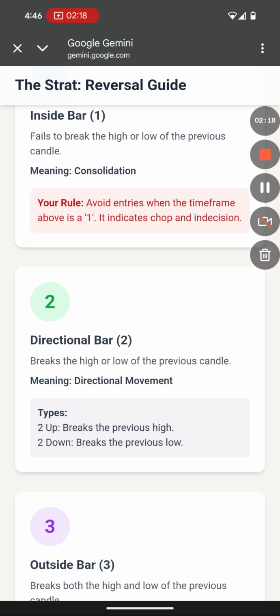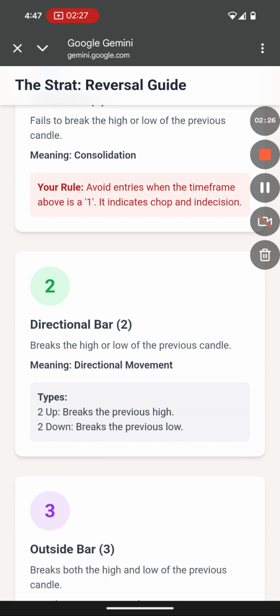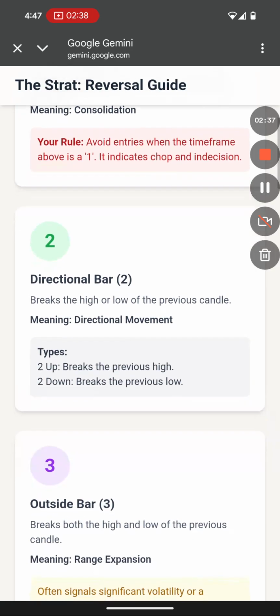And in the more advanced type of play, we get these called failed 2 ups and failed 2 downs, which is exactly what it sounds like. It's when it does break up, it does break the high of that previous candle, but it comes back down. So we call that a failed 2 up. And we like failed 2 ups because that actually signals a reversal.